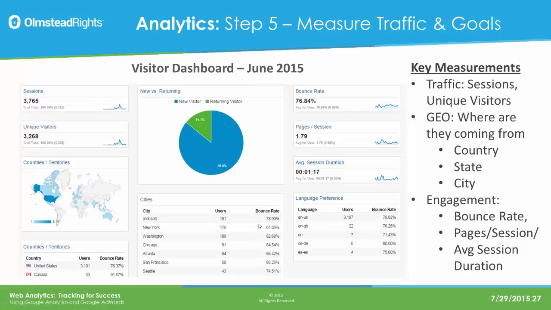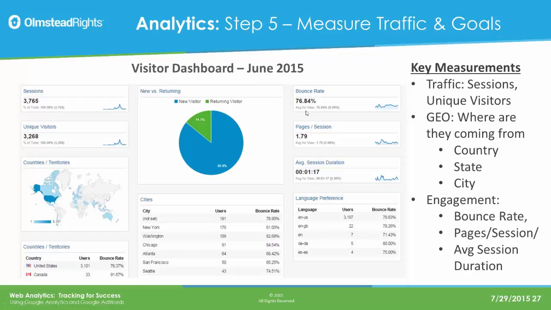So you can see how many visitors. What's interesting here is you can see which cities drive the most engagement. New York had the lowest bounce rate, then Atlanta, and then Seattle. You had higher bounce rates in Washington, Chicago, and San Francisco. So there may be some content specific to those areas that you want to make better, or it's not clear how to get to the information.